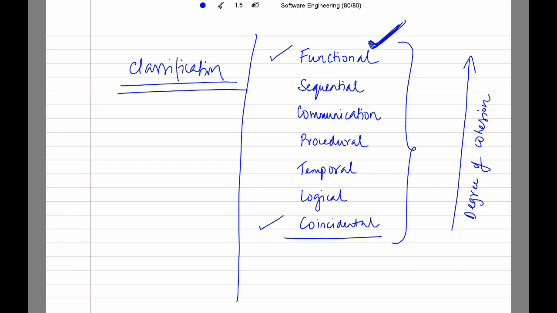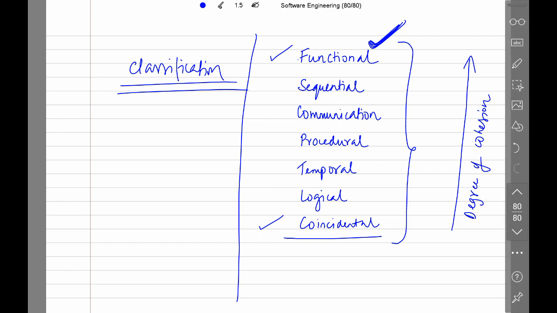Now before we move on and end this class today, let me talk to you about coupling also, because there are different types of coupling. Since we have degree of cohesion here, we have classes of coupling. So these are the different types of cohesion. Let me just change the color.